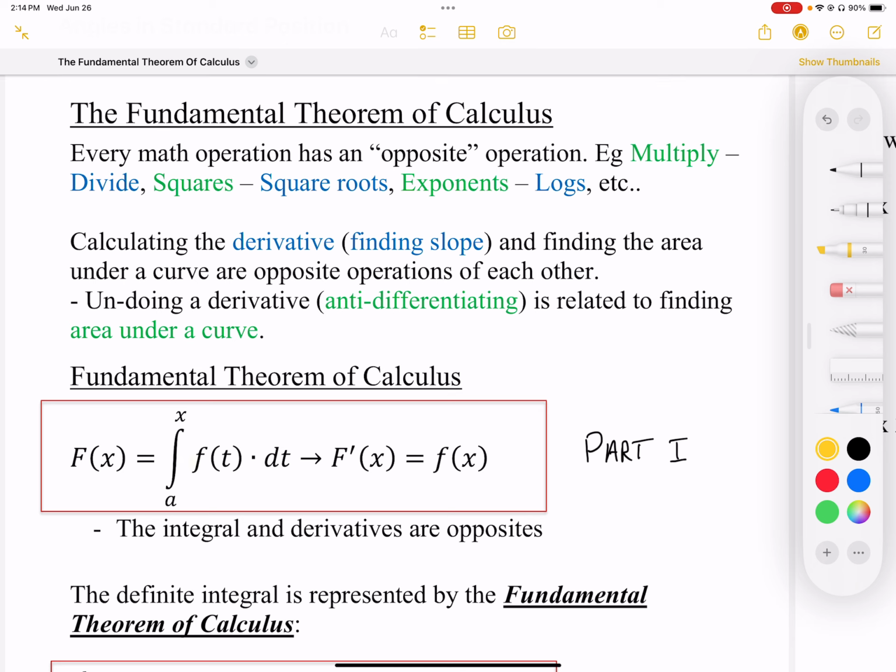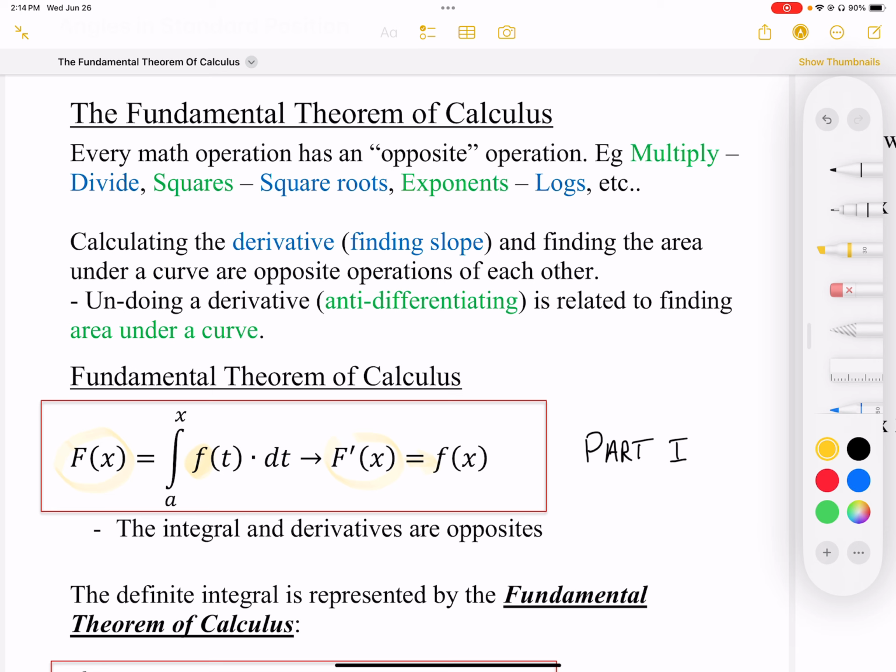So I start with my original f function. I'm going to find the area, or anti-differentiate, to get big F. And when I differentiate the big F, I'm back to where I started, the f of x function. So part one of the fundamental theorem of calculus is that integrals and derivatives are opposite operations and they essentially undo each other.